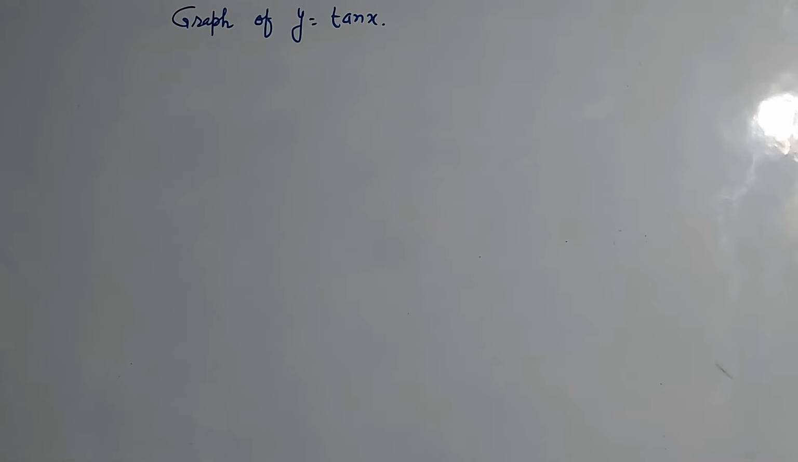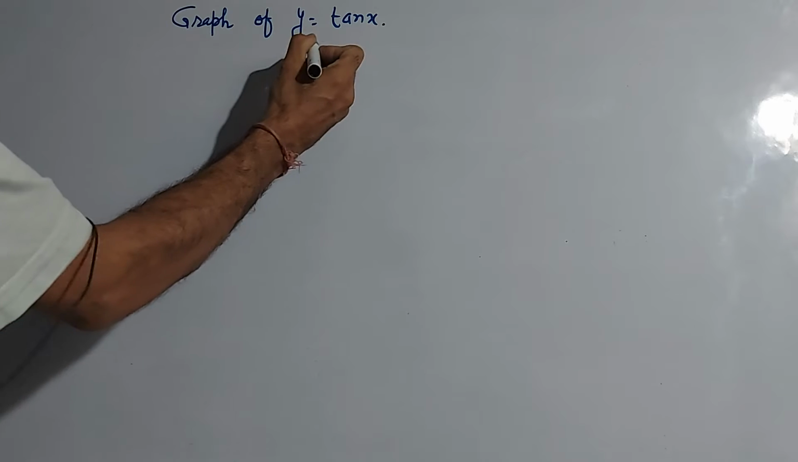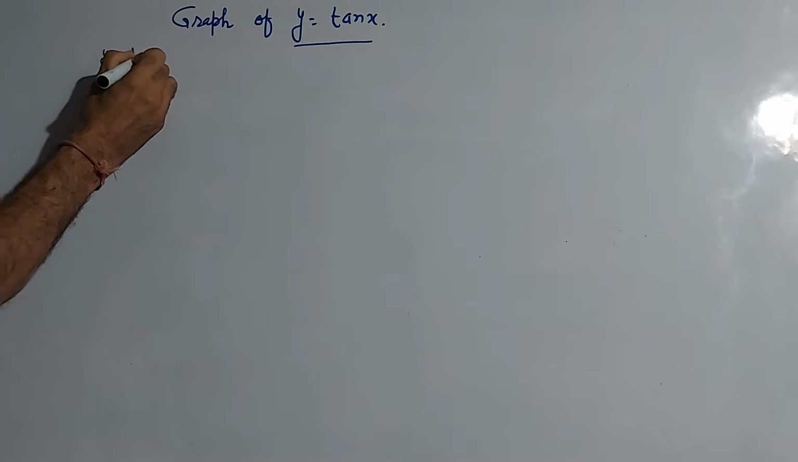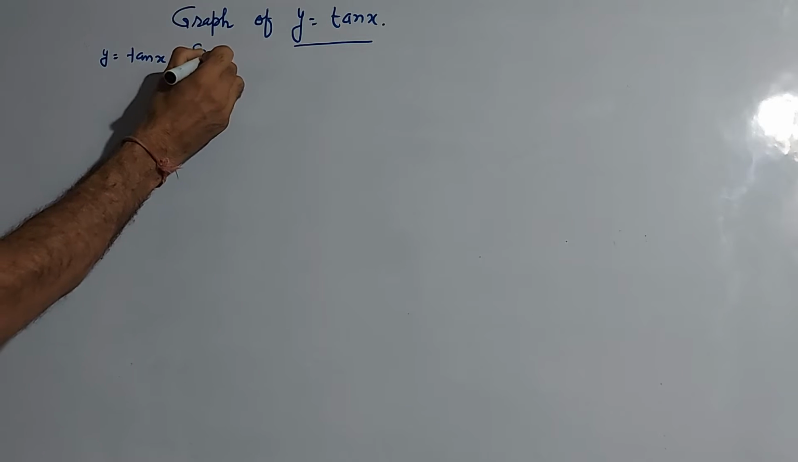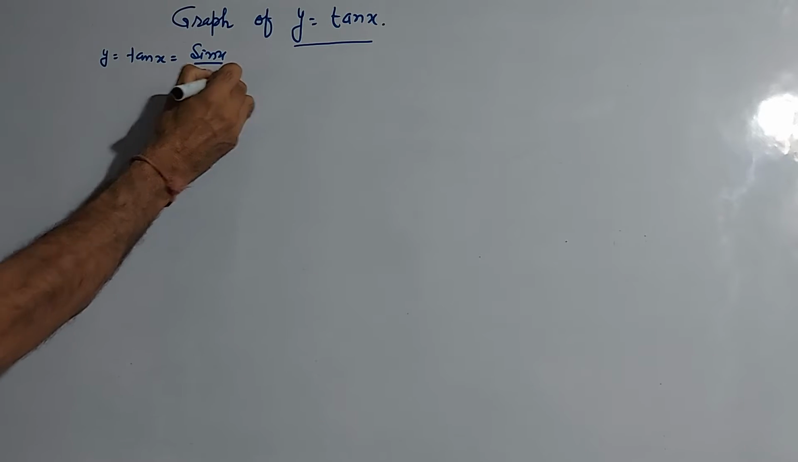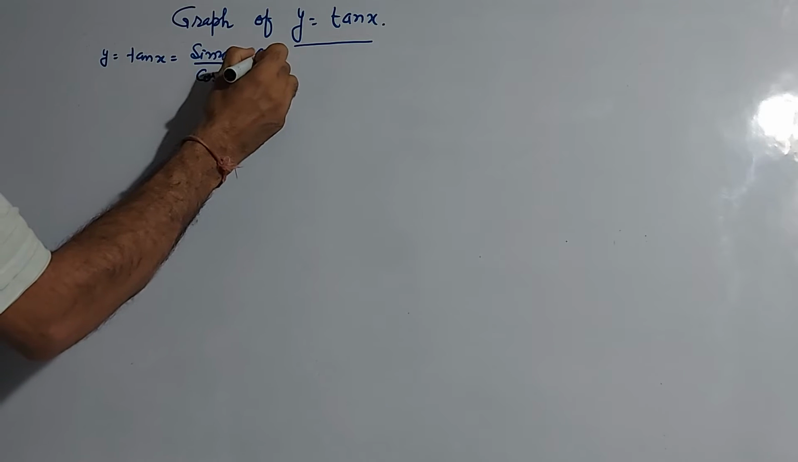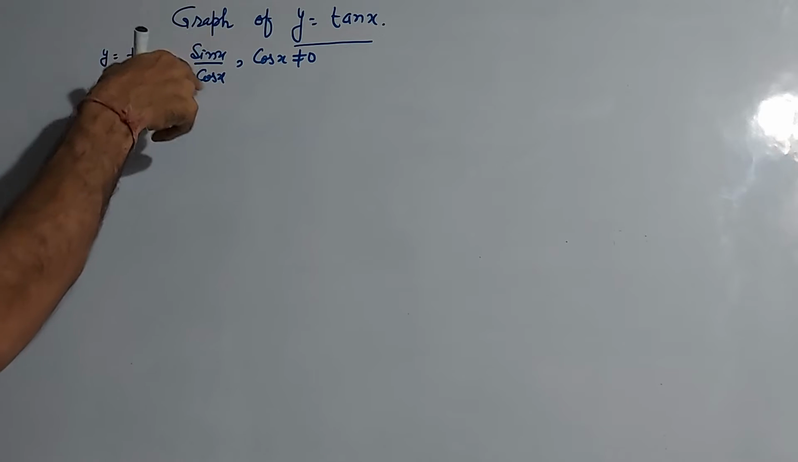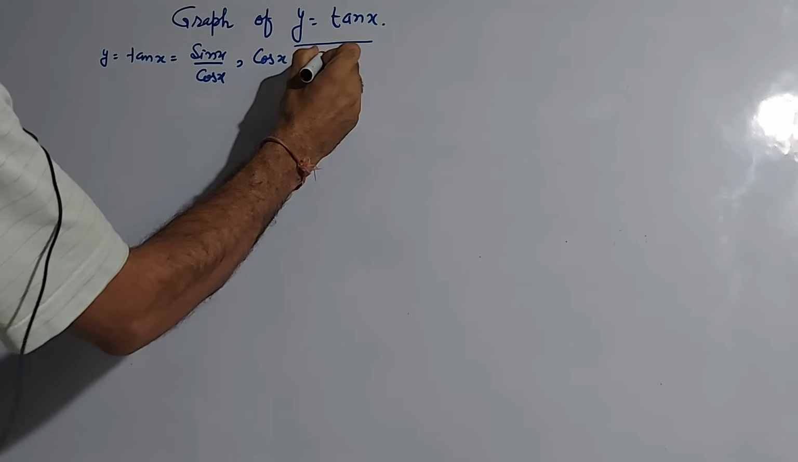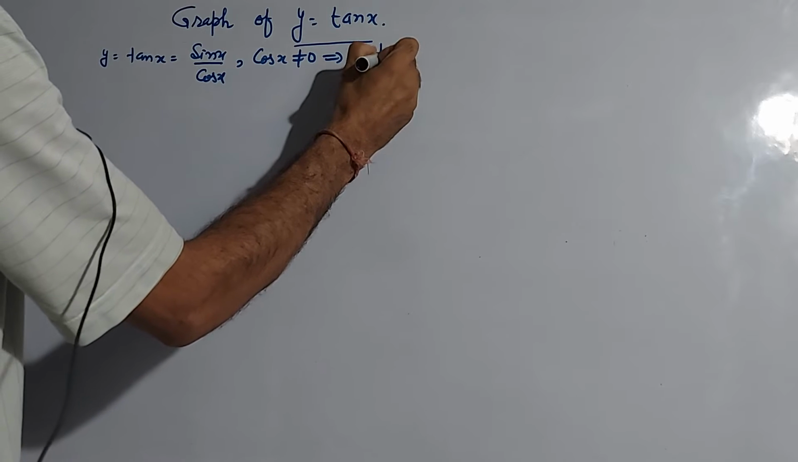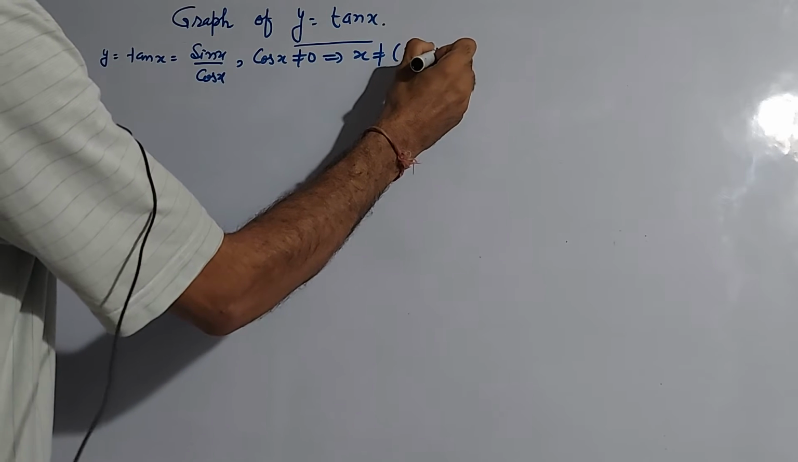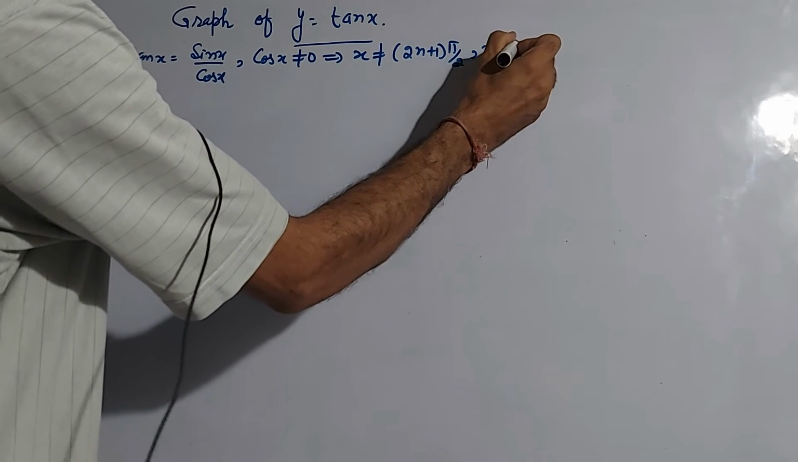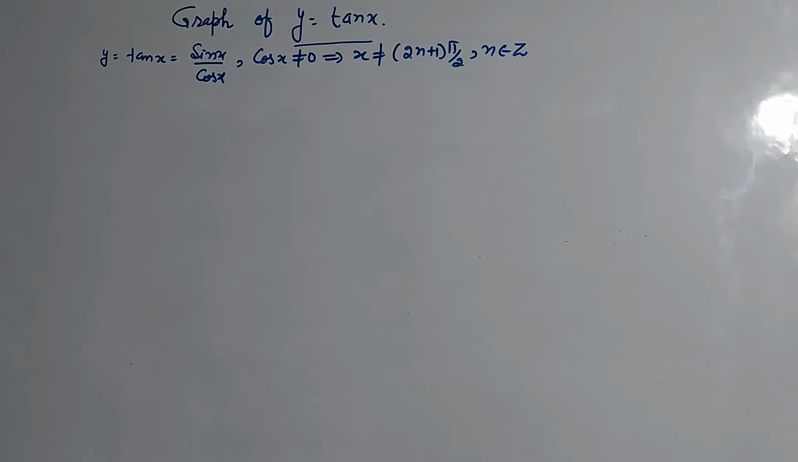Here we will draw the graph of tan x. We know y is equal to tan x is equal to sine x upon cos x, and this is defined if cos x is not equal to 0. If this is 0, then it is undefined, and cos x is not equal to 0 means x is not equal to (2n plus 1) into pi by 2, meaning odd multiple of pi by 2. Here n is a set of integers.